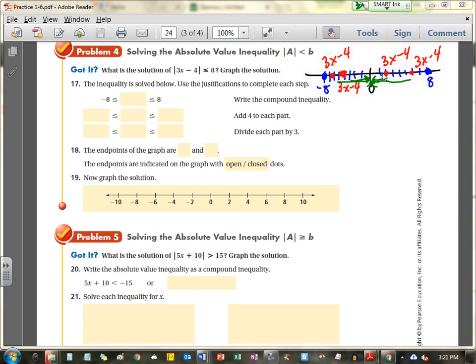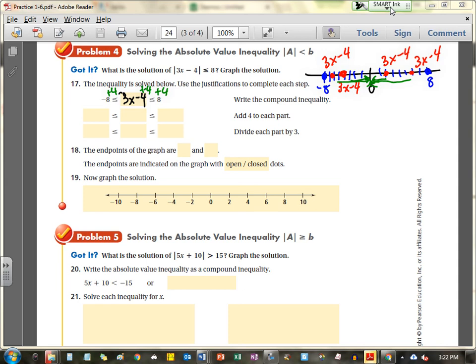So my red dots represent the possible places that I could place my 3x minus 4. I don't even know what number 3x minus 4 is. I don't even know what x is. But I know this: the red dot is called 3x minus 4, and it lives somewhere between negative 8 and 8. And this is how we solve these problems. We sandwich 3x minus 4 between the numbers negative 8 and positive 8. Okay, now, this is so easy to solve. I'm going to add 4 here, here, and here.